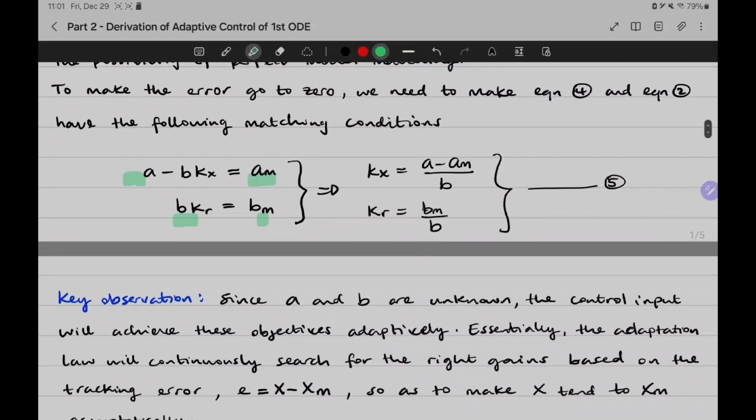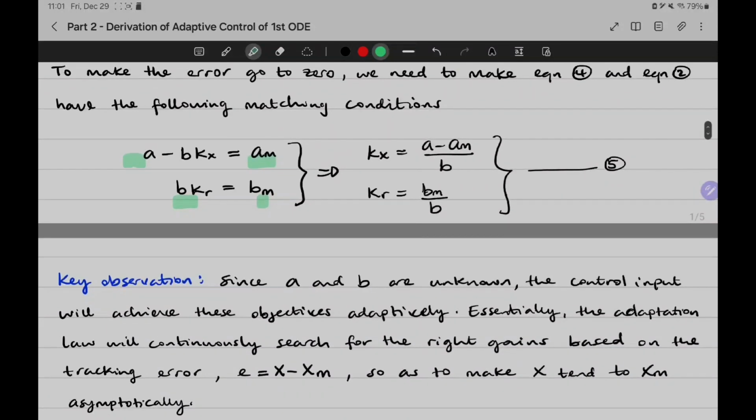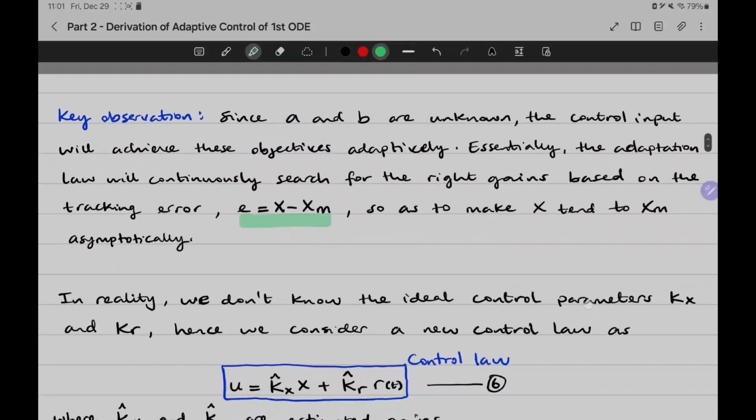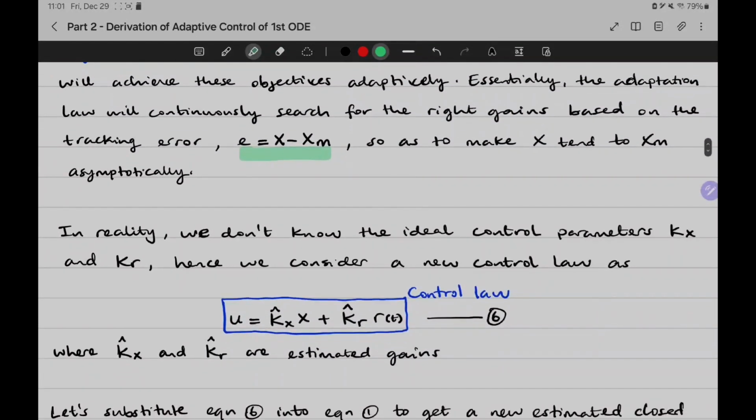Now, one key observation is that since A and B are unknown, the control input will achieve these objectives adaptively. Essentially what we mean is the adaptation law that we will determine later will, every time step, continuously try to search for the right gains. Because again, you don't know what the right gains are, so every time you try to adapt and determine those right gains, and to determine them you have to use the tracking error. Again, more on that later as I dig a little deeper into this.